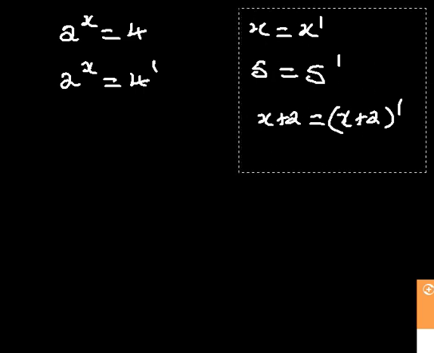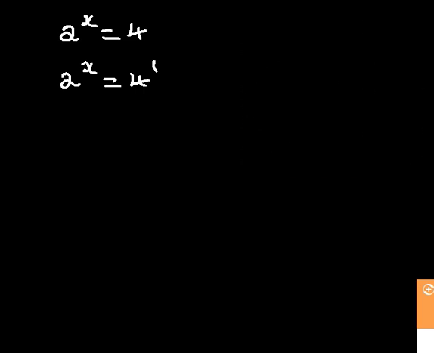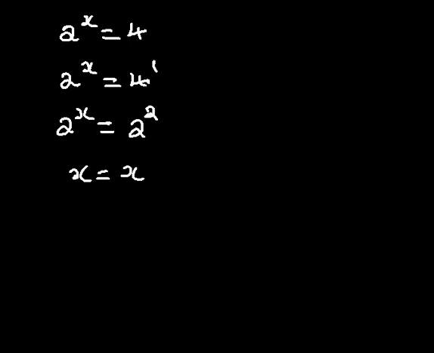Now as you can see, we have two bases: base 2 and base 4. How should we ensure that the bases are the same? We can express 4 with base 2. So we'll have 2 to the power x being the same as 2 to the power 2. Since the bases are the same, the powers are also the same. So x should be 2. That's how you should understand it.